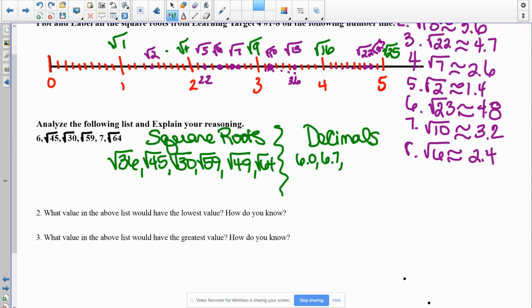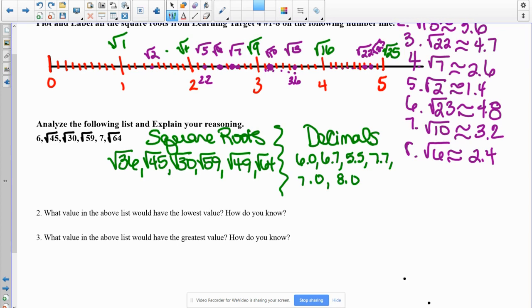And 30, going back to my sheet, is 5.5. Square root of 59. Again, I'm looking at my sheet just like you would, is 7.7. Square root of 49 is 7. And then the square root of 64 is a whole number of 8.0. So again, one or the other, and then you can just compare.